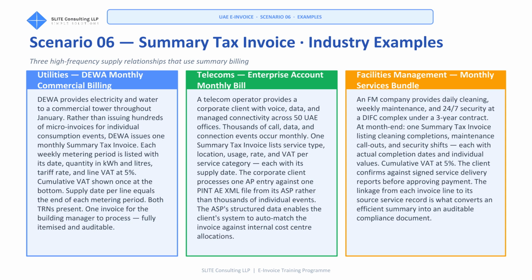Third, facilities management. An FM company at a DIFC complex bills daily cleaning, weekly maintenance, and 24/7 security under a 3-year contract. One monthly summary tax invoice, cleaning completions, maintenance callouts, security shifts, each with actual completion dates. The link from each invoice line to its source service record is what converts an efficient summary into an auditable compliance document. Up next, continuous supplies.